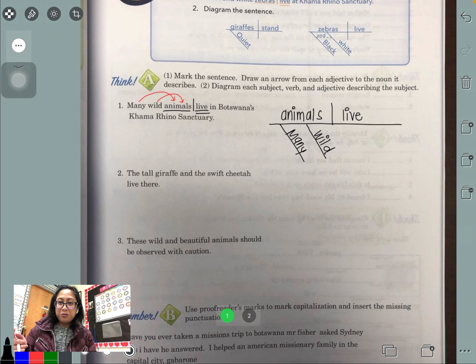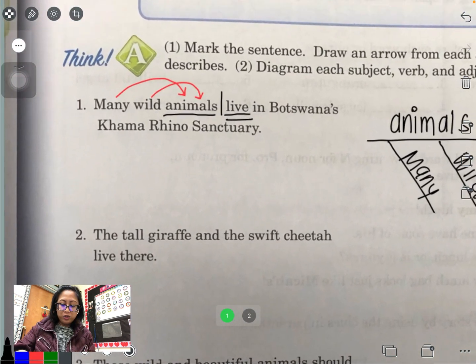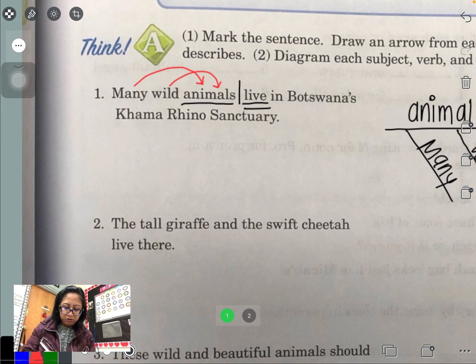We'll do number 3 at our Zoom meeting, but I hope you get the idea after we do number 2. So again, for number 2, we find the verb. I'm going to use green. Find the verb first. What is happening? So I'm going to read the sentence. The tall giraffe and the swift cheetah live there.